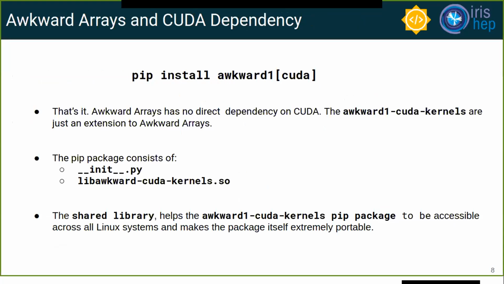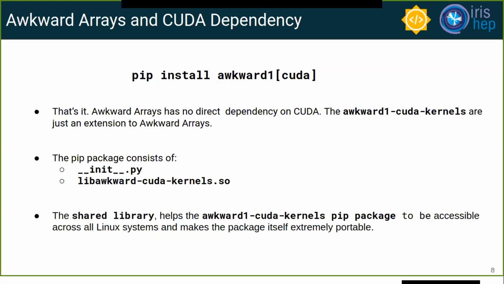Now that we have arrays that exist on a GPU, we can now handle the CUDA dependency. The command to install awkward1 with CUDA support is just pip install awkward1[cuda]. The [cuda] instructs the pip installer to fetch the awkward1-cuda-kernels pip package, which is just an extension to the awkward arrays, which would just enable the GPU support.